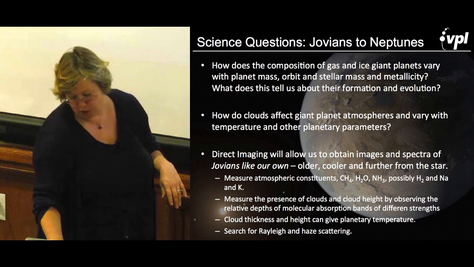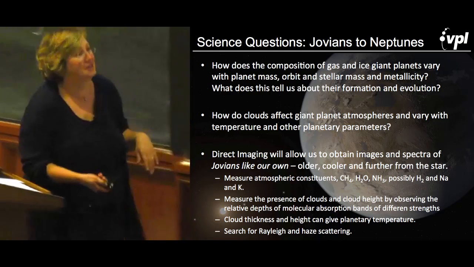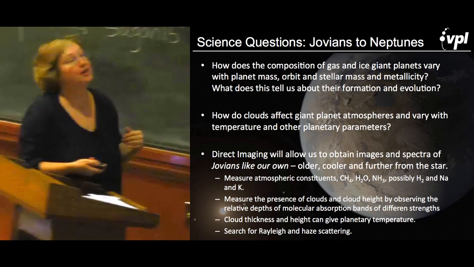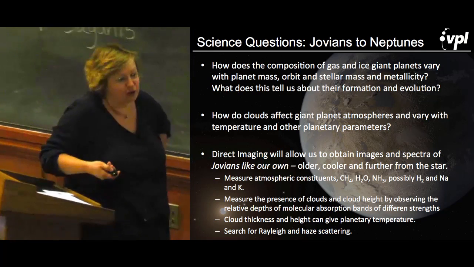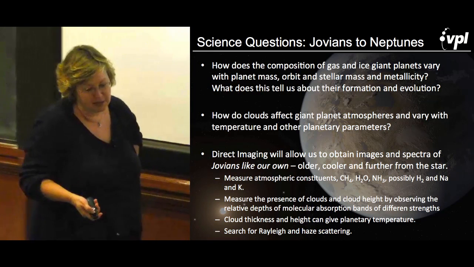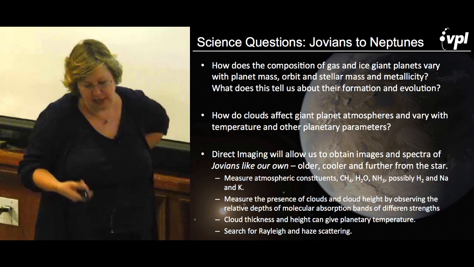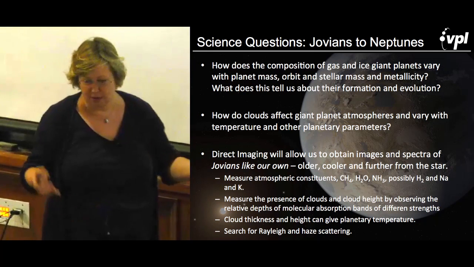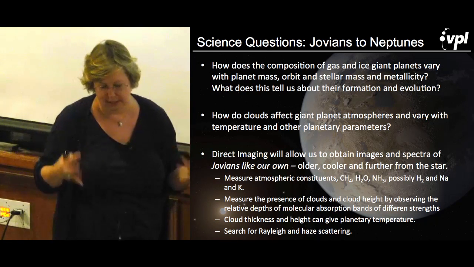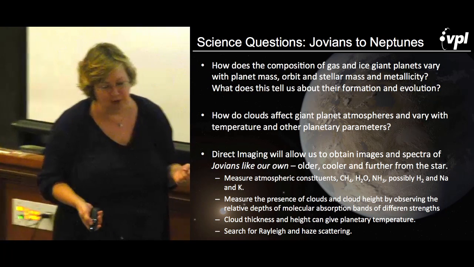For the Jovians to Neptunes, we have some very basic science questions, and maybe Doug won't think these are specific enough, but we have these big picture questions of what we'd like to do with this type of instrumentation. That is essentially to look at how the composition of the gas in the planets that we observe, because we'll be able to get spectra for both the gas and ice giant planets, varies with planetary mass, orbit, and stellar mass and metallicity. So just trying to understand, again, this context and this comparative planetology question. And what does this tell us about their formation and evolution?